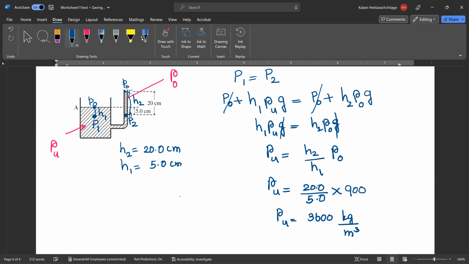This is the same principle for all the pressure meters that you have to use. Okay, so that's it for this worksheet.